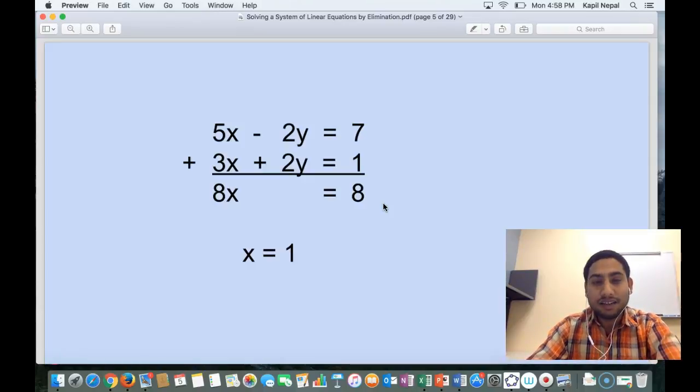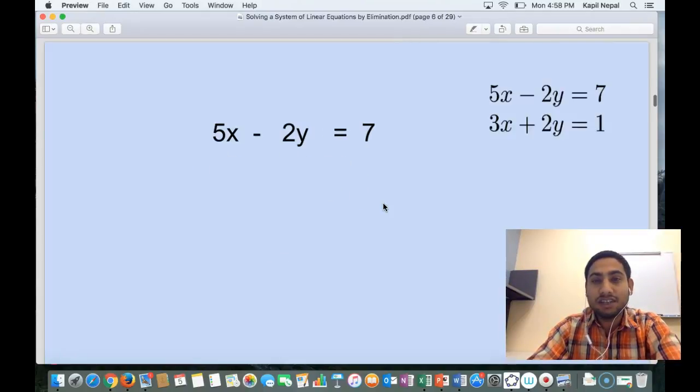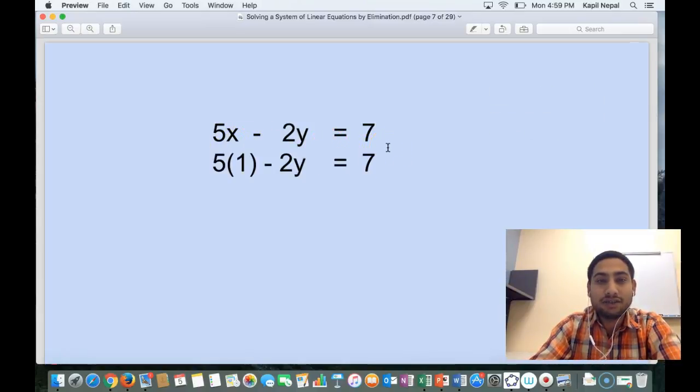Now once you know the value of x, to get the value of y, it's the same as we did with the substitution. You go back to the system of equations, and we're going to pick one of these two equations and plug in x equals 1. Here I'm going to pick the first one, 5x minus 2y equals 7. So I'm going to plug in x equals 1 that we got before. So 5 times 1 minus 2y equals 7, which is the same as saying 5 minus 2y equals 7.